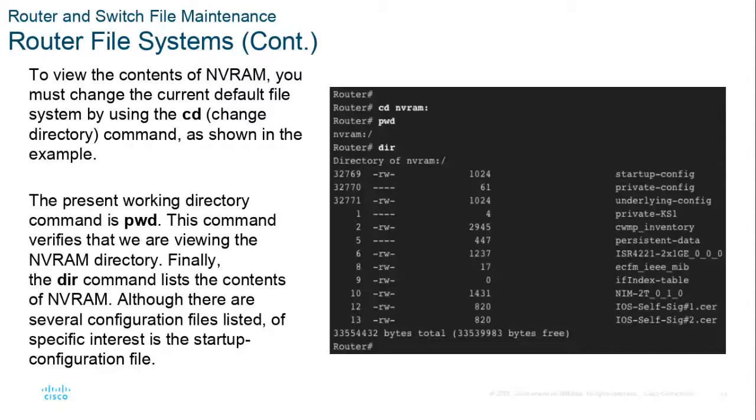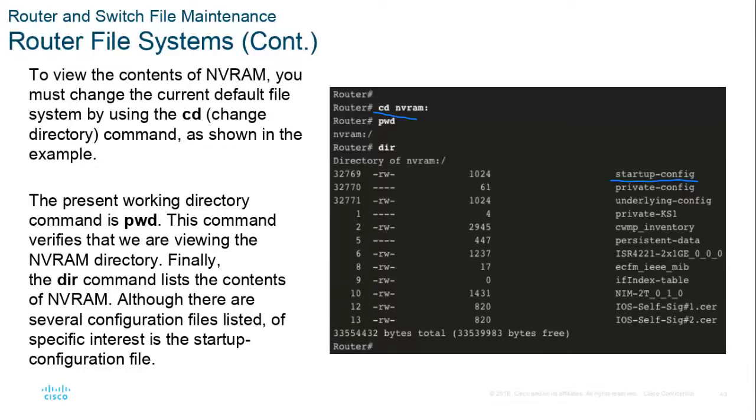To view the contents of NVRAM, I could change directory to the NVRAM directory. He changed to NVRAM, and then he typed the list here. And the startup configuration is in here on the Cisco 4000. This is a 4000 series router, which is a newer model router. And he's got some other files present in there. On our routers that we use in the lab, it's just the startup configuration stored there on the routers. On the switch, it looks more like this.